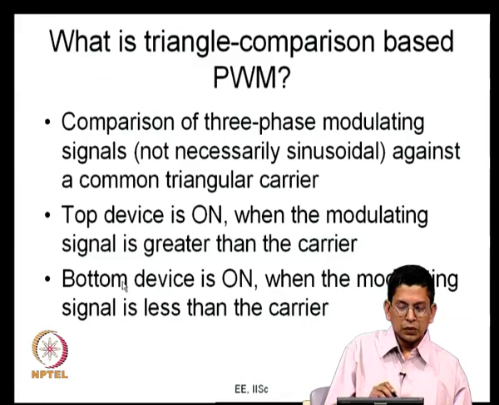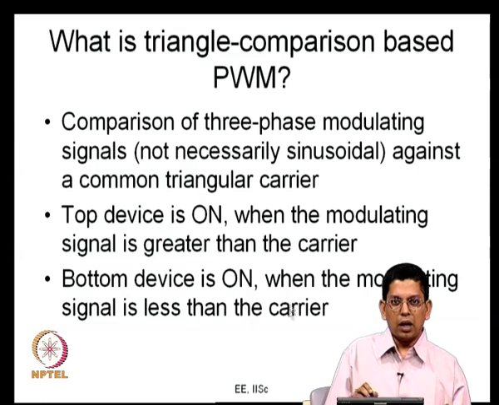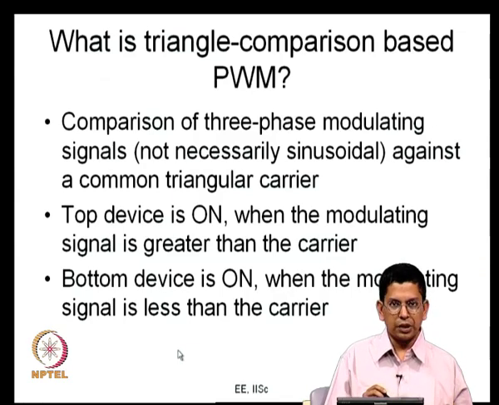You compare to decide when the top device is on. The modulating signal is either greater than the carrier or it is less than the carrier. If the modulating signal is greater, then the top device is on. If the modulating signal is lower, then the bottom device is on. So, this is what you do, and this is a very simple description of what triangle comparison based PWM is.